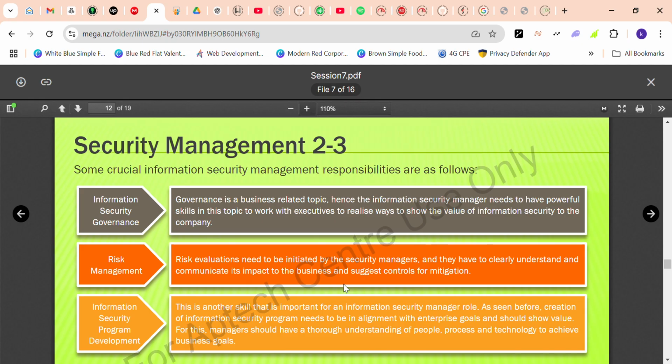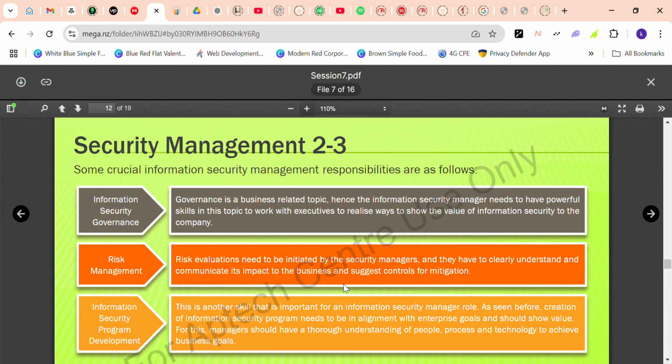When we're talking of governance, it deals with policy; from there we make policy. Governance, risk and compliance is to make sure that everybody is compliant with every organization policy. That's the goal. And number two, as a manager, you must have this kind of skill. Then we're talking about risk management, where risk evaluation needs to be initiated by security managers, and they have to clearly understand and communicate its impact to the business and suggest controls for mitigation.